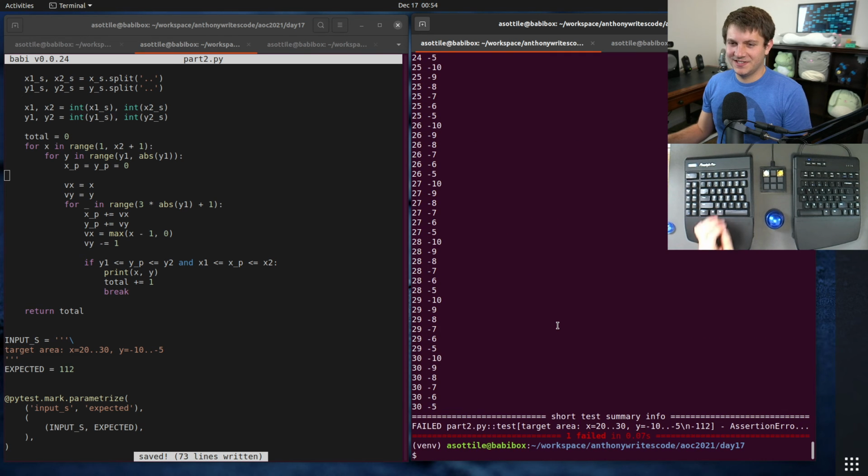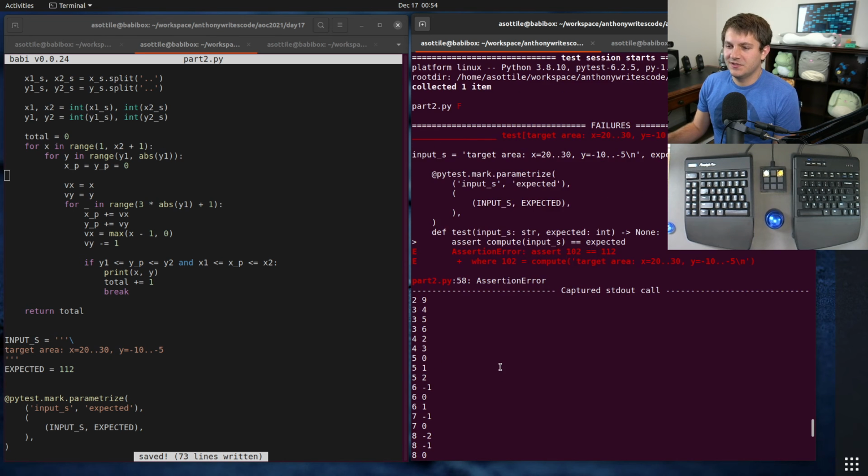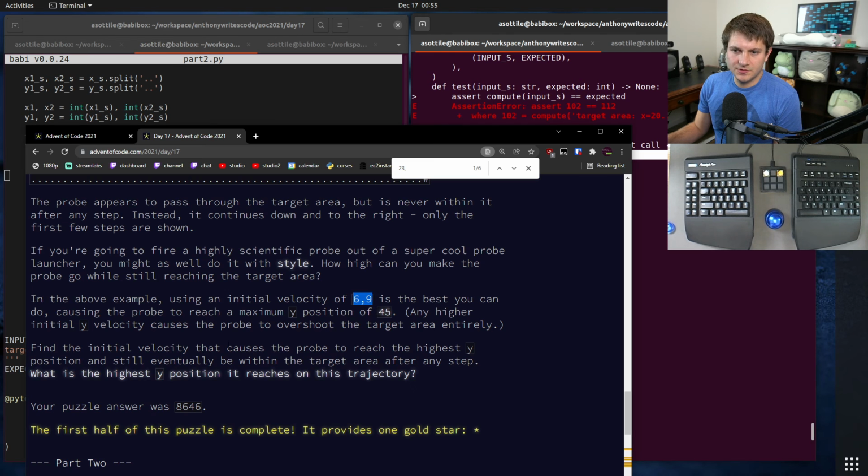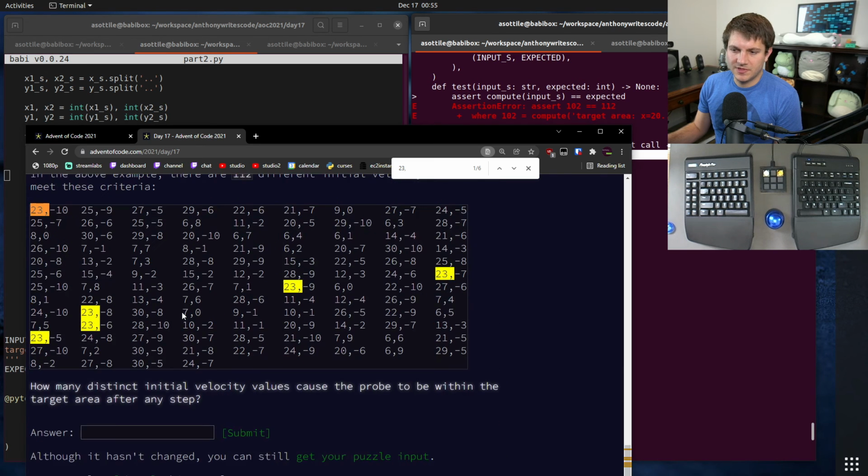We're still short. Oh no. Okay, what values are we missing now? We're missing one of the original y values.